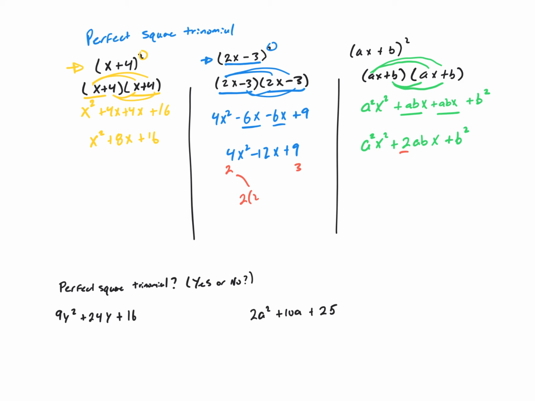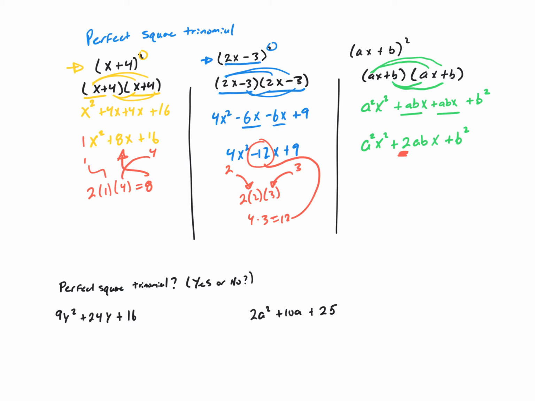Times 2, times 3. 2 times 2 is 4, times 3, that gives me 12. So notice that matches that number right there. Same idea here, I'm going to put a 2, again following the pattern. Then the square root of 1 is just 1. The square root of 16 is 4. 2 times 1 times 4 gives me the 8, which again matches there.